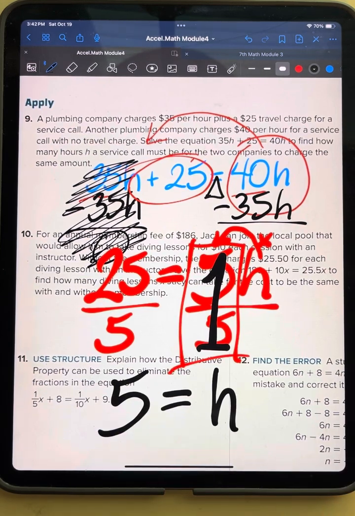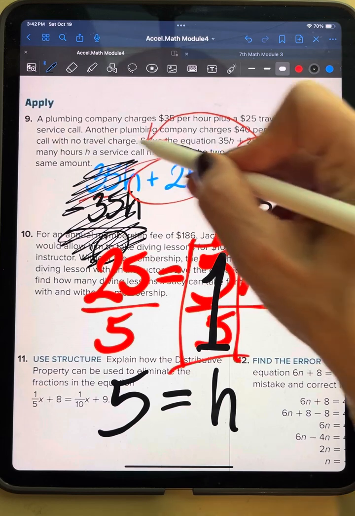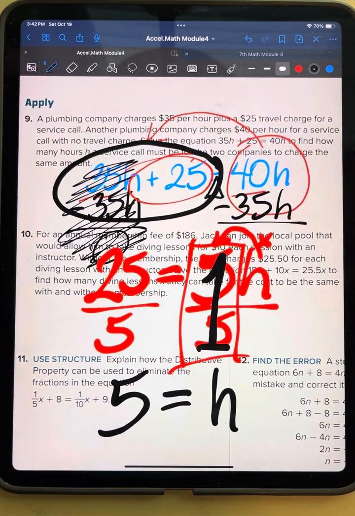And so now we know that at the moment you reach 5 hours, the first company will be charging you the exact same amount as the second company. I hope this helps.